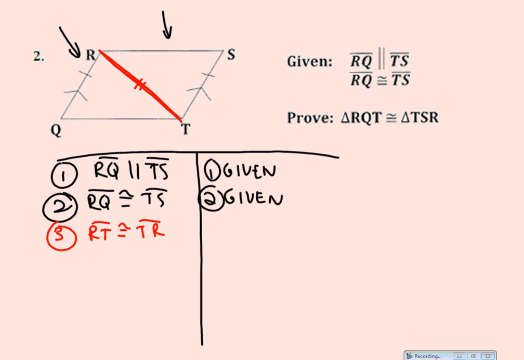All right, here's why I did that. I did that for a reason. I did that for the sake of correspondence. All right, QRT is this triangle.